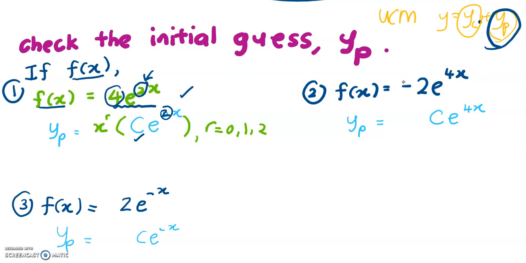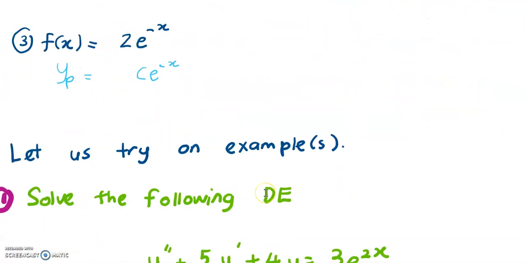We move to the second one. We have negative 2e^(4x). 4 and negative 2 are constants, and your yp is C e^(kx), where C is just C and your k is 4, following whatever k that you have here, and then do not forget to put x^r, where r is 0, 1, and 2. The next example is 2e^(-x). So we will have the yp as C e^(kx), where C is C, k is negative 1, so you have C e^(-x), and do not forget to put x^r, with r as 0, 1, and 2.